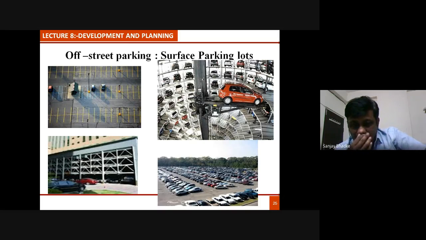If you see, note down how this pattern has been shown here. So all this is called off-street parking.